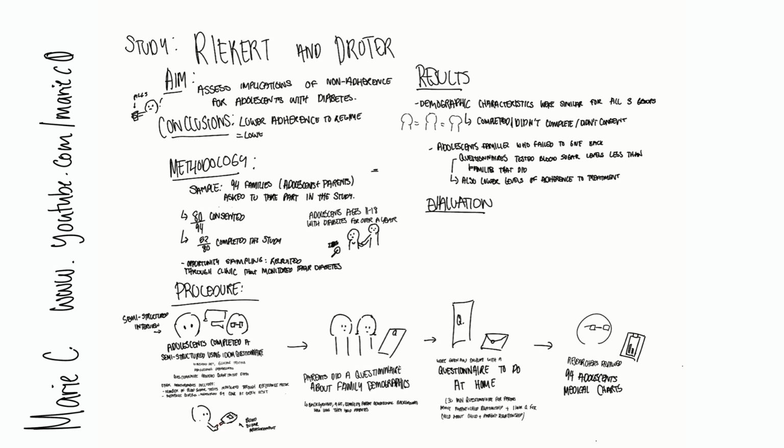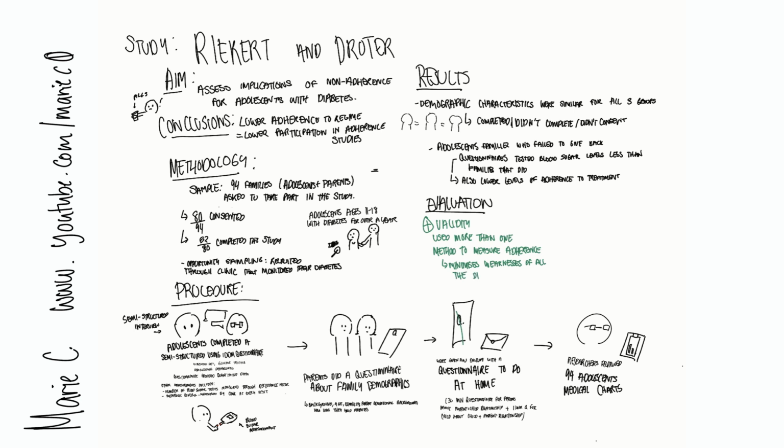Conclusion: lower adherence to the treatment regime by adolescents is associated with lower participation in adherence studies by adolescents and their families. Evaluating Riekert and Droter, one strength is that the study used a number of methods in order to ensure levels of adherence were measured accurately.